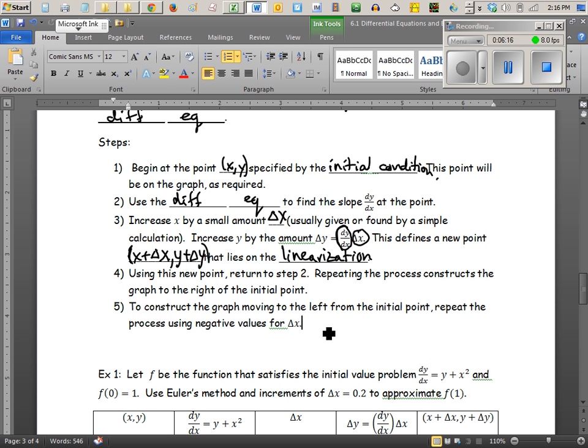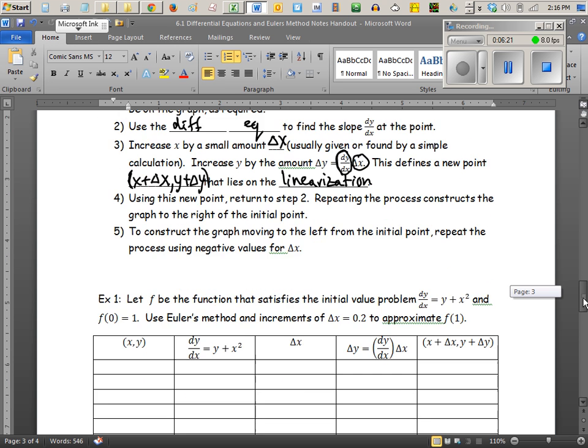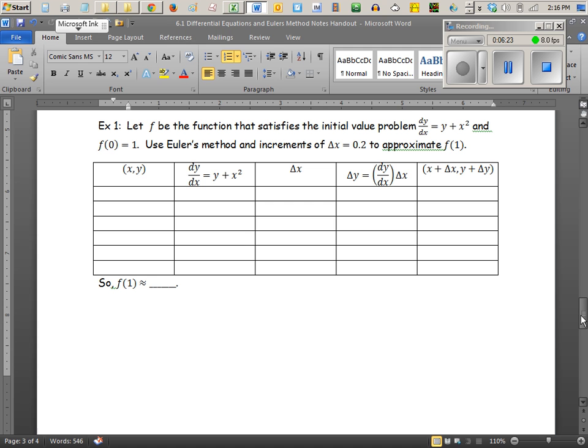So let's take all the confusion out of this and just do an example. It's really not a very hard thing to learn. After we go over this example, I'll show you what's going on so you understand it too. This problem is an initial value problem, meaning a differential equation with one extra given, f of 0 equals 1. You're going to use Euler's method in increments of delta x equals 0.2 to approximate f of 1.